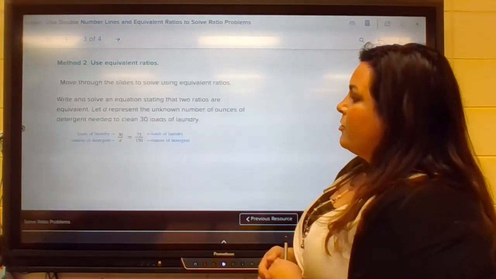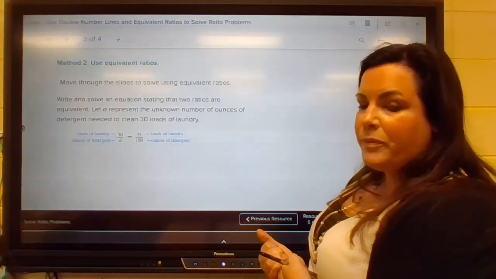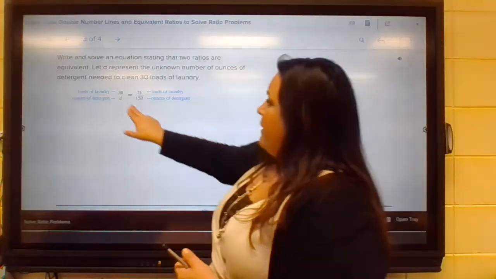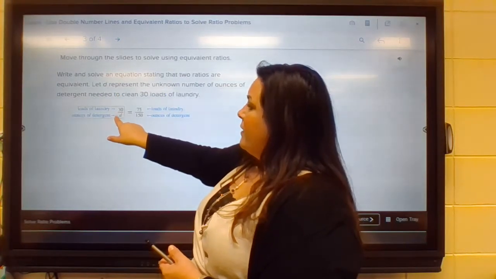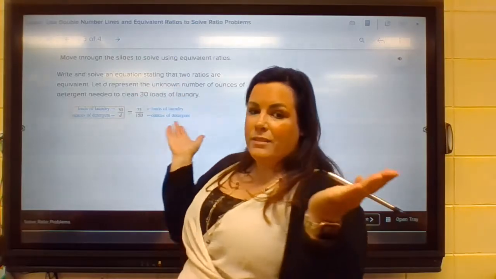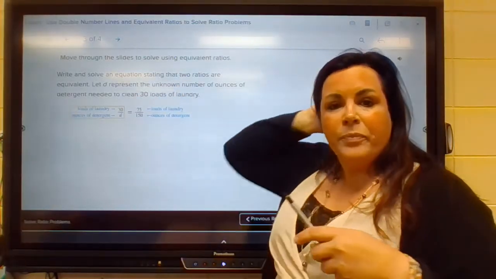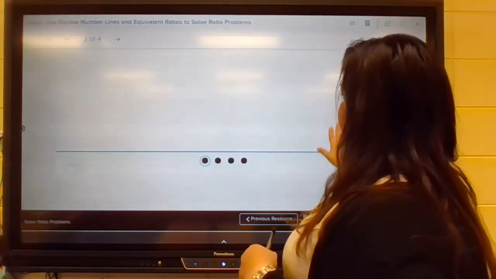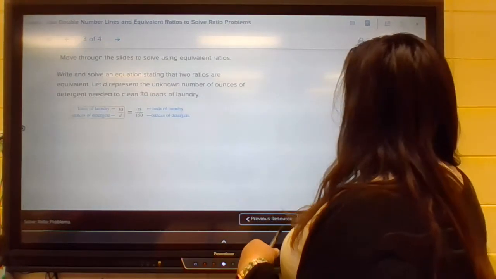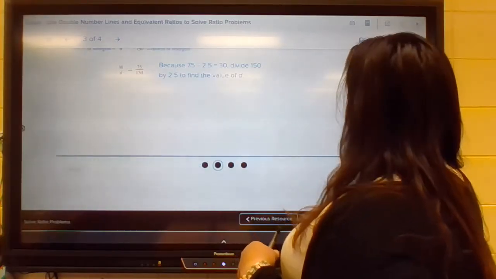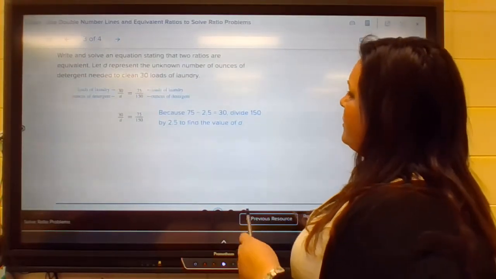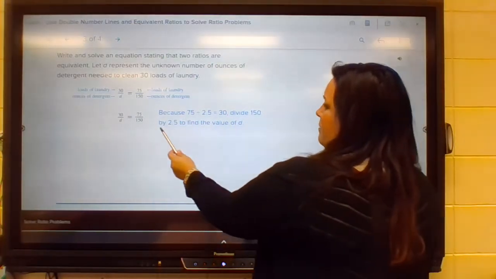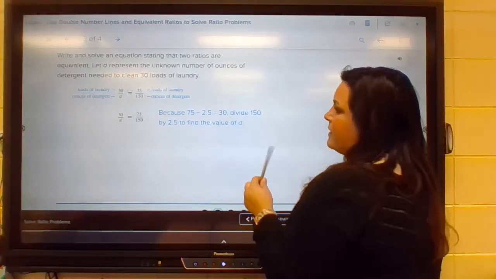Now, another way you could do this is just to simply use equivalent ratios, okay? So we can write and solve our ratios simply like this, right? 30 loads of laundry, D detergent, right? We don't know how many ounces yet. Then we set up our other ratio, 75 and 150. Then what we do is we say, because 75 divided by 2.5 is 30, we can divide 150 by 2.5 to find the value of D.